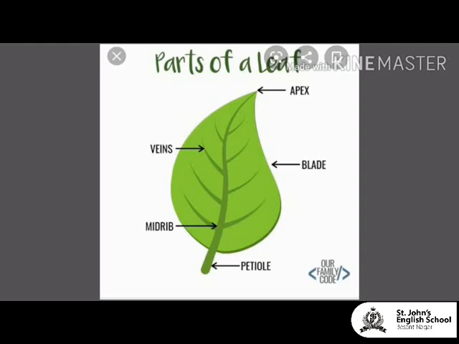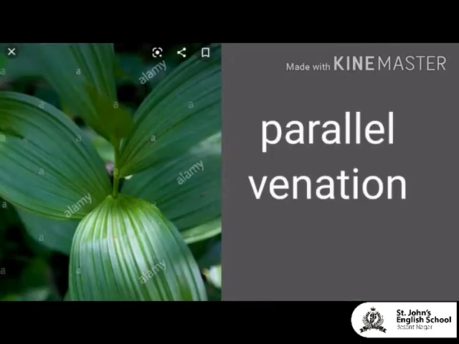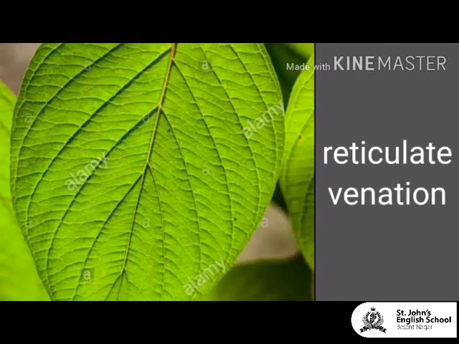There are two types of venation. The arrangement of lines in the leaf is known as venation, and the two types are parallel venation and reticulate venation. When you go to higher classes, you will be studying venation in detail. So, in order to prepare food, veins also play a major role.